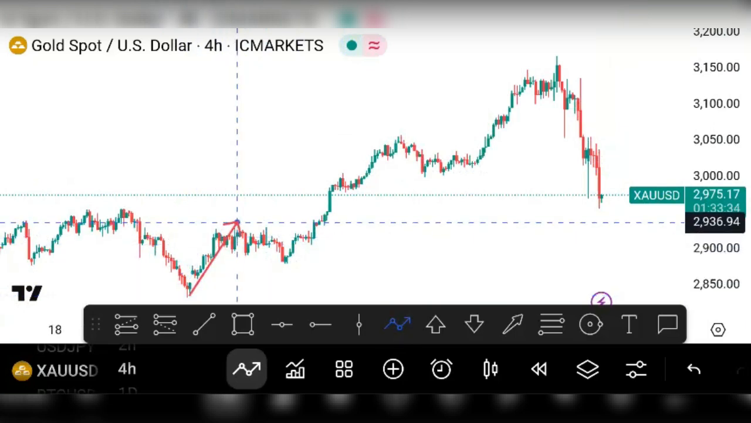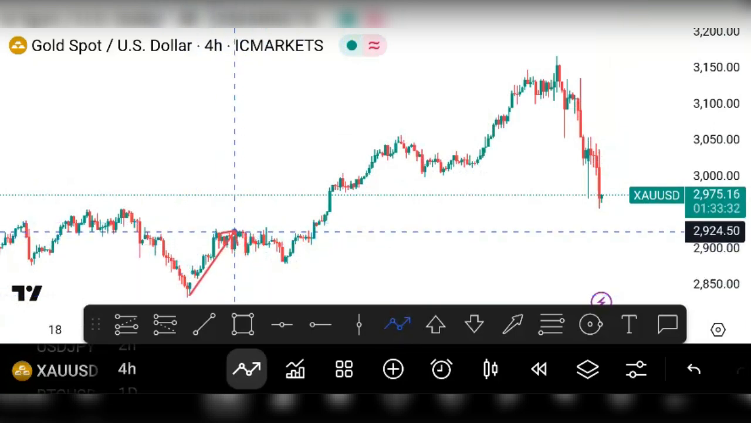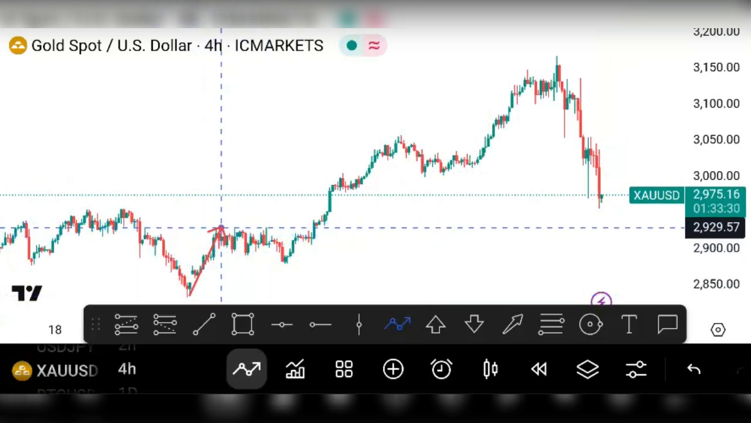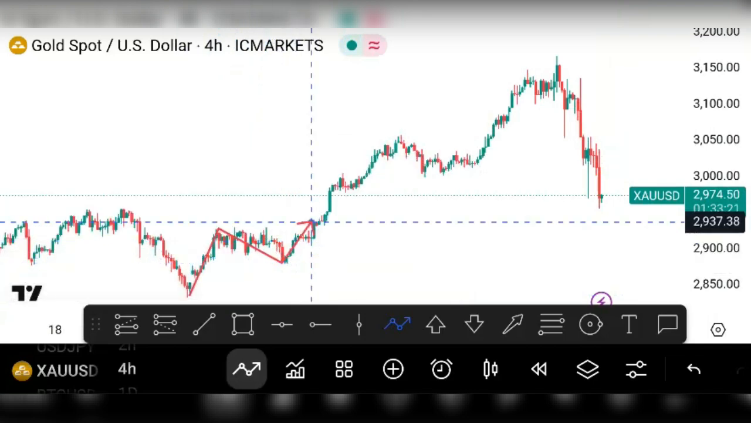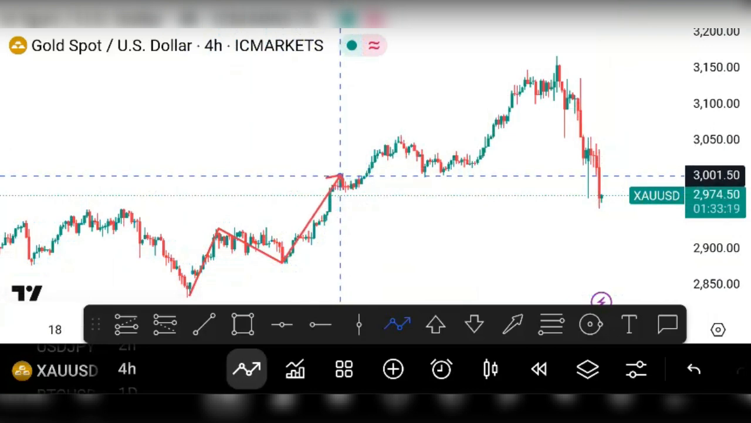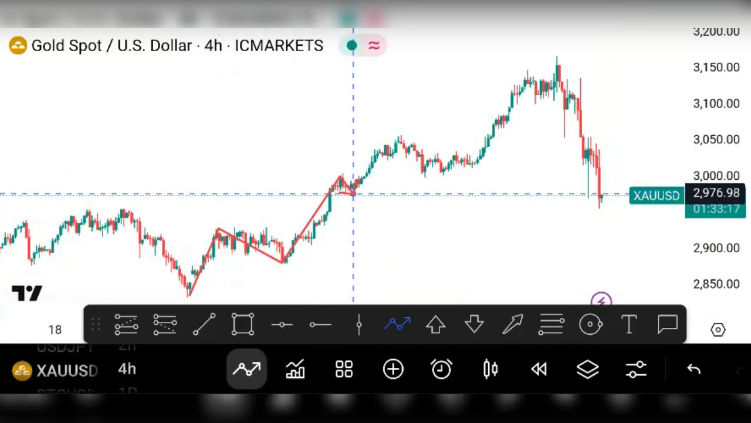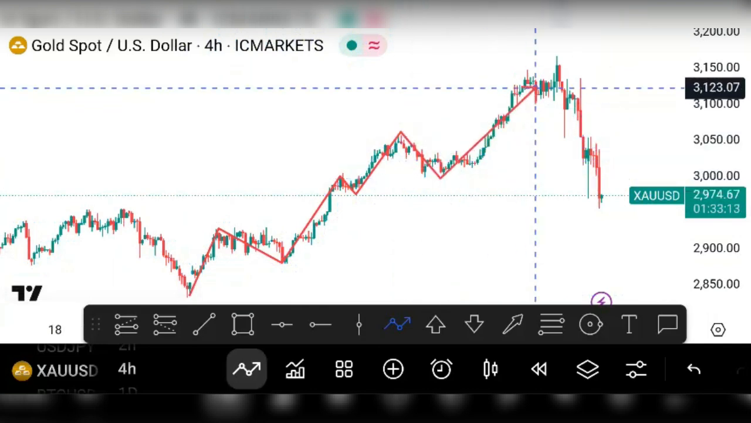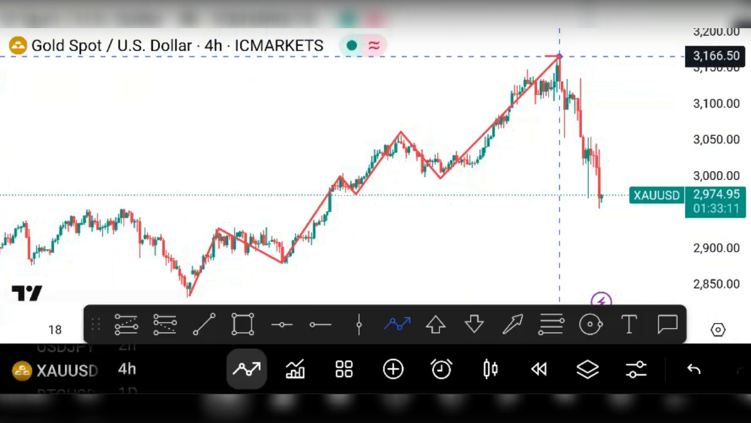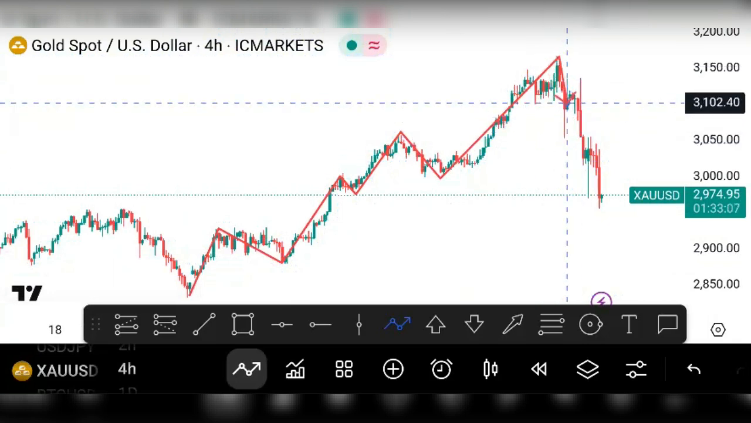We're having higher highs, right? Yes. Then higher high, higher low, higher high, higher low, higher high, higher low, and then higher high. And then what do you see? Market changed direction to a downtrend.